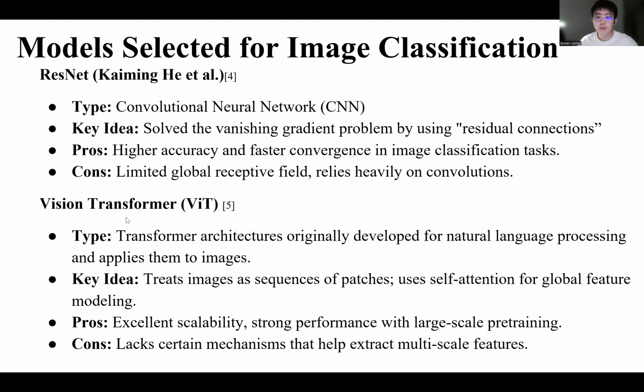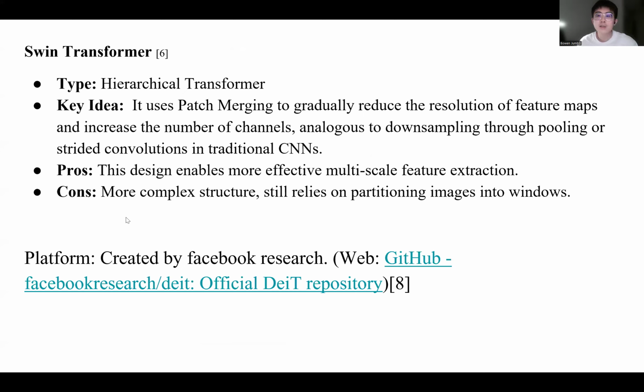Next, we talk about the vision transformer. The vision transformer was introduced by Google Research in 2020. The transformer architecture was originally built for language processing, and the vision transformer applied this to images. Let's move on. The next part is the Swin transformer. Swin transformer was created by Microsoft Research in 2021. It is built like a convolutional neural network, because it uses patch merging to reduce the feature maps and increase the number of channels. It's similar to pooling in the convolutional neural network.